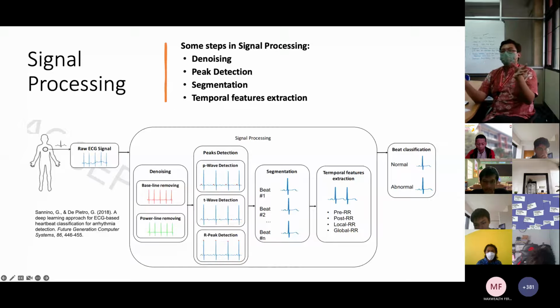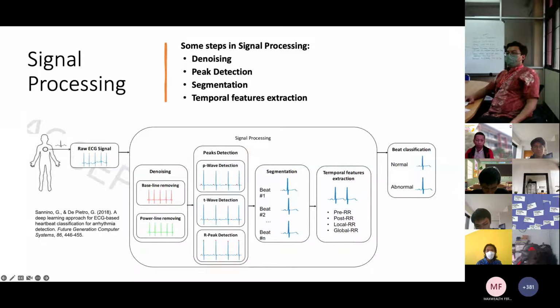This is just an example of signal processing from the paper on a deep learning approach to ECG-based heartbeat classification by Sannino and De Pietro, in 2018. They have four steps to get the classification signal. First is denoising: they use baseline removal and power line removal, for instance, here. And in peak detection, they use P wave detection and T wave detection. So we have a P wave and a T wave.